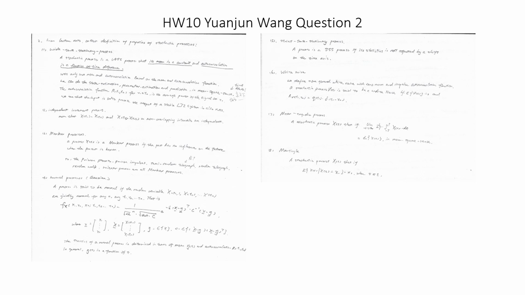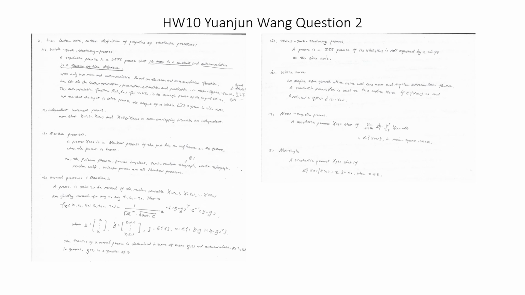Number 3, the Markov process. We say a stochastic process is a Markov process if the past has no influence on the future when the present is known, which means the past is not going to affect the future, only the present. We know that the Poisson process, the Poisson impulses, the random telegraph, the random walk, and the Wiener process are all Markov processes.